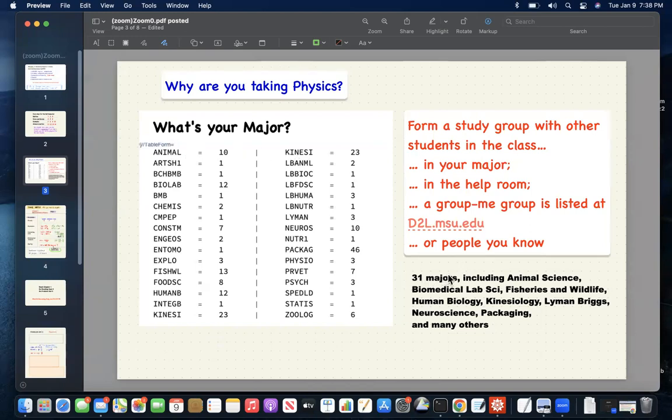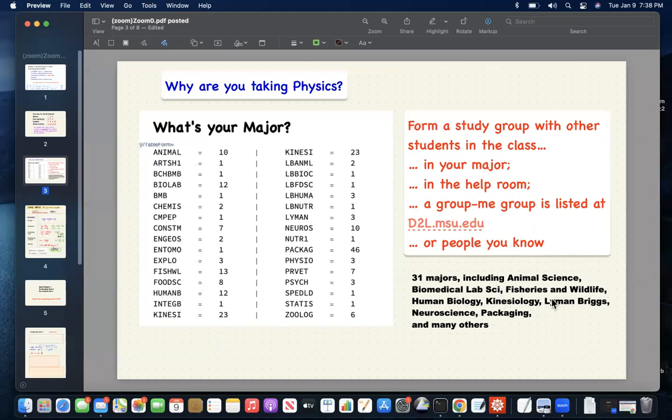There are 31 majors represented by students enrolled this semester. They include animal science, that's a kind of science. Biomedical laboratory science, that's a kind of science. Fisheries and wildlife, that doesn't really sound like physics, but it's a kind of science. So the fisheries and wildlife professors want their students to know something about physics. Human biology. A lot of these human biology students are planning to go to medical school. Medical schools always require students have had a year of physics.